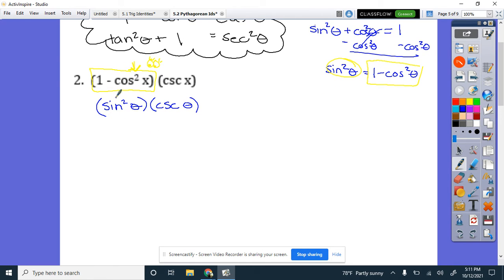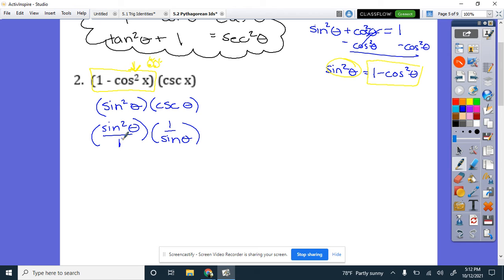So, I have sine squared theta times cosecant theta. If I use some of the simple problems that I looked at earlier, cosecant can be rewritten as 1 over sine. Ooh, now we're getting somewhere. Some of you might have some light bulbs going off in your head.